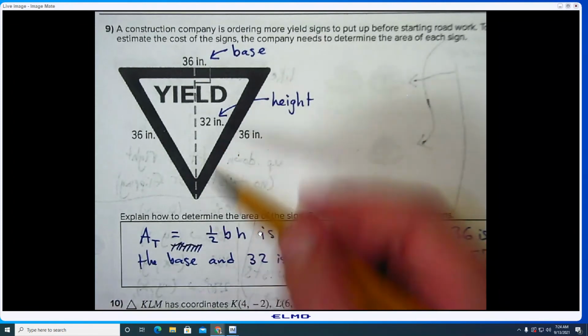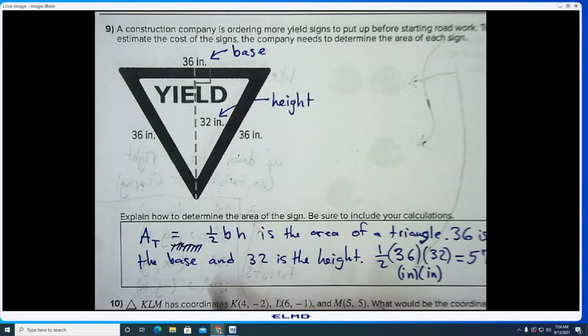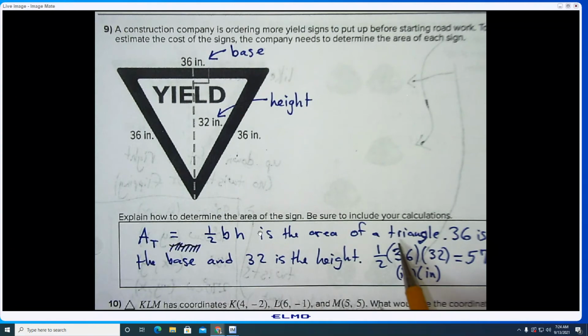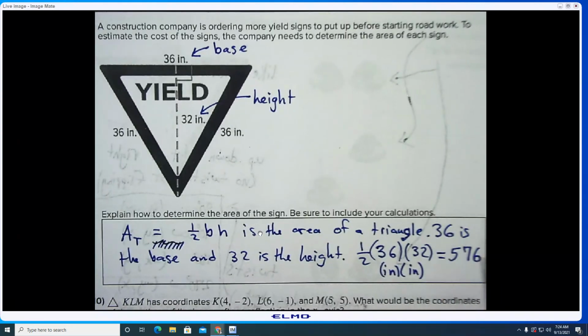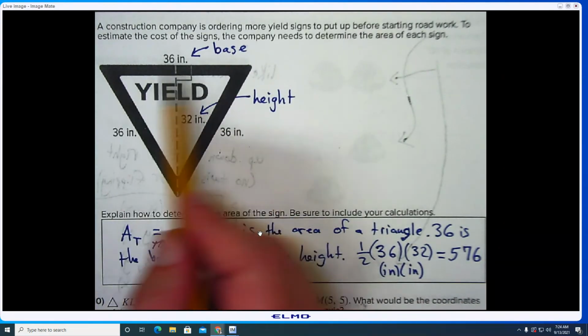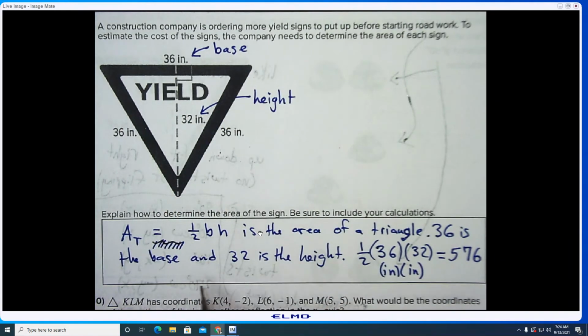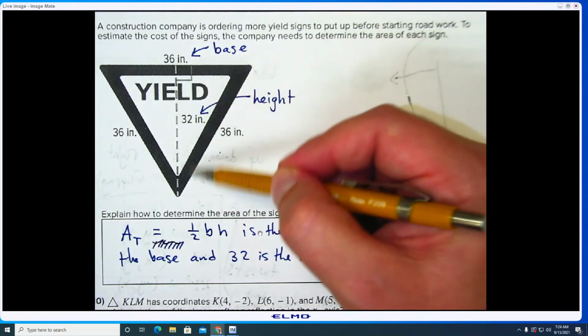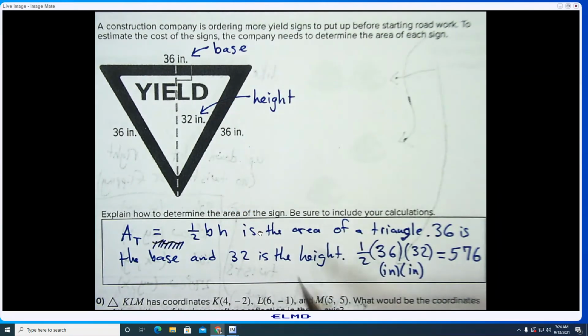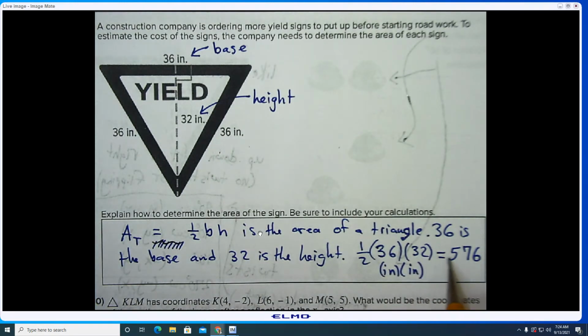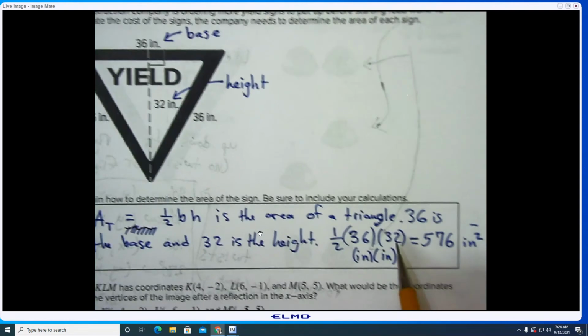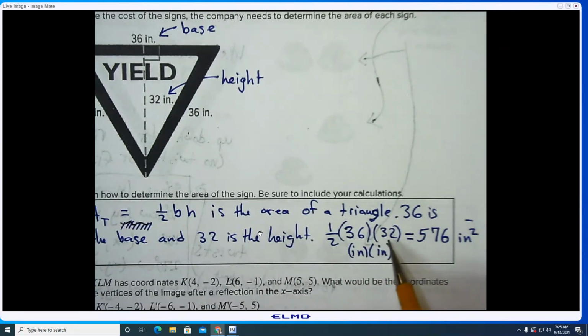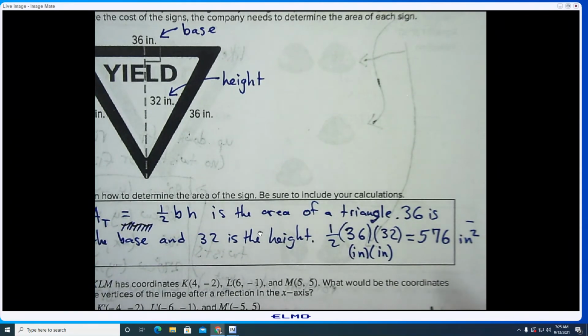Area of a triangle. It's just a normal triangle. So area of a triangle is 1/2 base times height. I called that the area of the triangle. I got 36 as a base right here. So that's the base I'm calling it. And 32 is the height. So the height is defined from the base to the tip of the triangle. 1/2 of 36 times 32, and I calculated 576. These are both inches times inches, so I got inches squared. So that's how we do it.